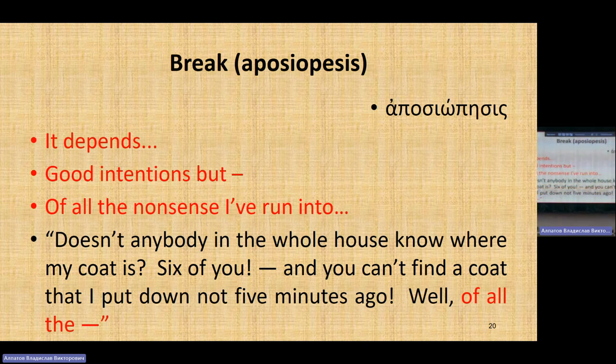In Greek, it is aposiopesis, and in English, it is aposiopesis. Please put down the transcription. Aposiopesis. Aposiopesis. Aposiopesis. And now all together. And louder. And more energetically. And still louder. And finally, shout.